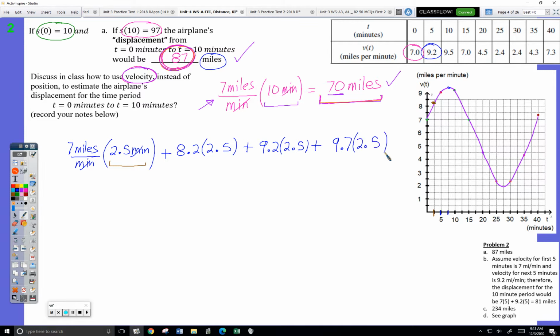So now what I've done is, instead of saying the velocity is going to be 7 for the entire 10 minutes, I've done a much better job of approximating the velocity. I've said that for the first 2.5 minutes, the velocity will be 7. But then for the next 2.5 minutes, the velocity is going to be 8.2. For the next 2.5 minutes, velocity is going to be 9.2. For the next 2.5 minutes, velocity is 9.7. I've covered the same 10-minute period. I've just done it in 4 samples or chunks.